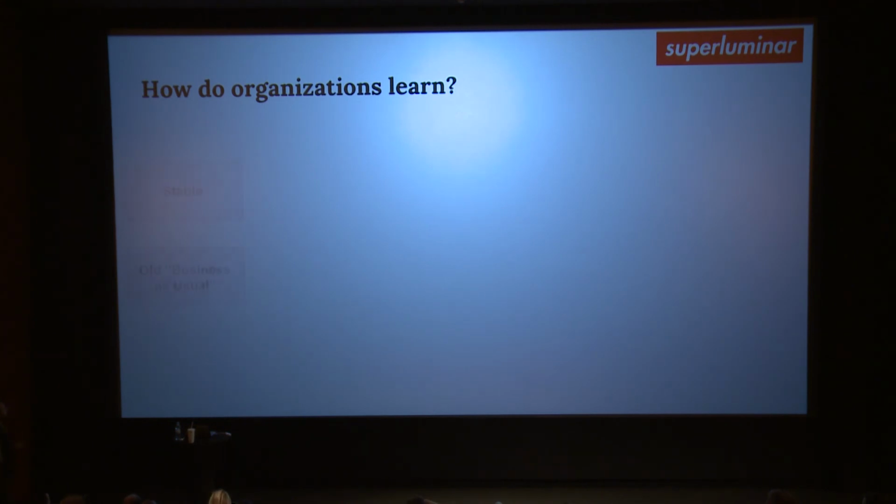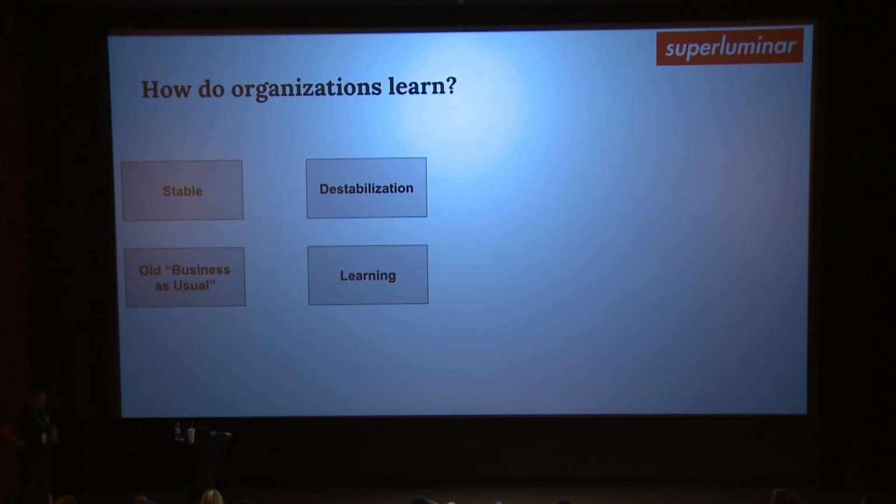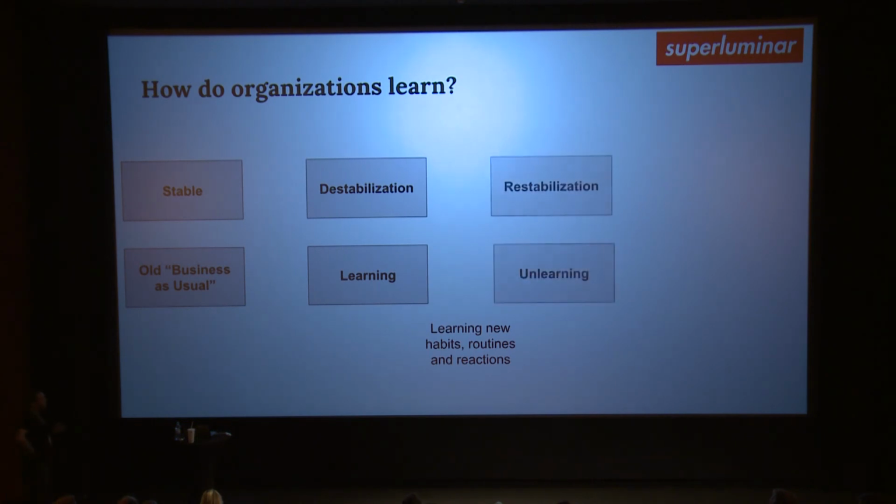So how could it look like how organizations learn? You have a stable environment, you do your business as usual, you go into your office, drink your coffee, do stuff on your computer, you go home. And learning is actually destabilization of your system. This means you might learn new habits, routines, and reactions. And after these new habits or routines have somehow proved successful, you can unlearn the old habits and you get the new business as usual.